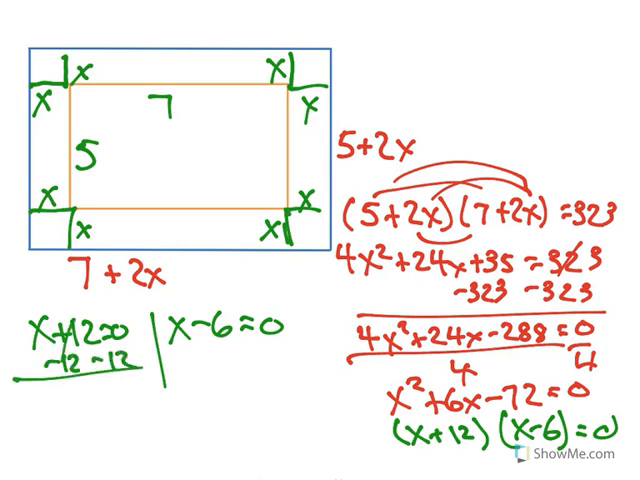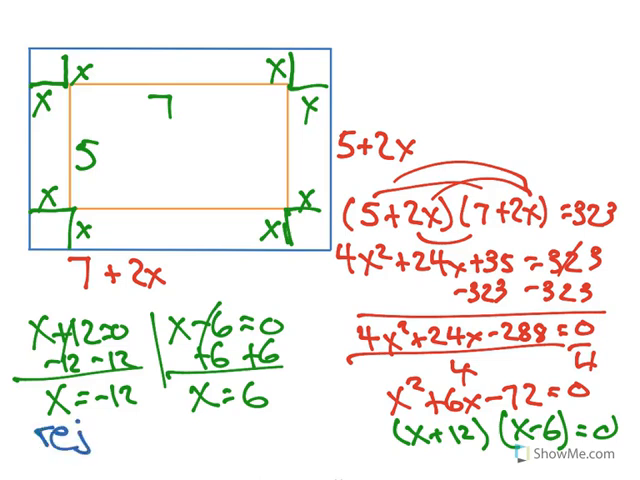So one of my solutions is x is negative 12, and my other should be x is positive 6. We're obviously going to reject our negative solution as extraneous, and we're going to say x is 6 is really our only solution.